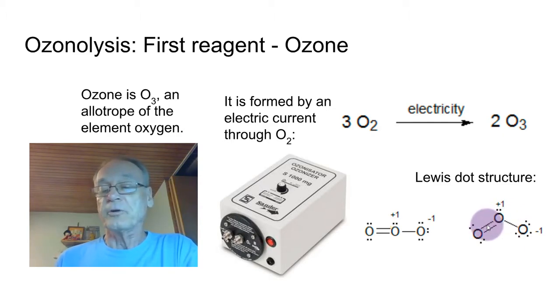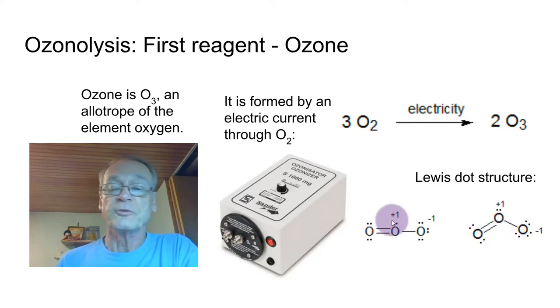Also, it's true, although not drawn here, that this has another resonance structure in which that's a double bond and that's a single bond. That's neutral and that's negative. You could draw another resonance structure for this or draw it for this one, either way. In any case, that's ozone.